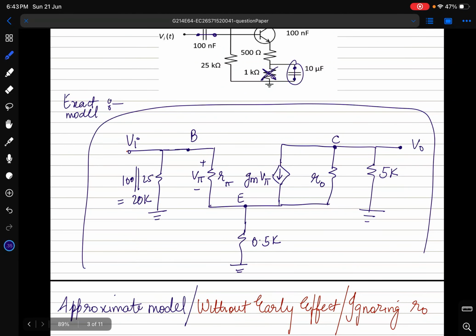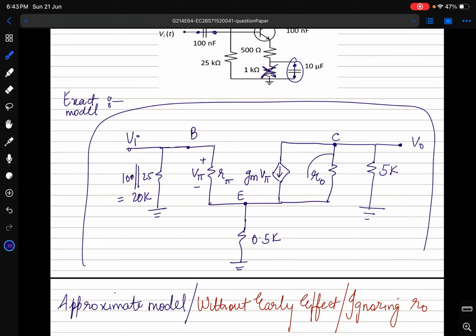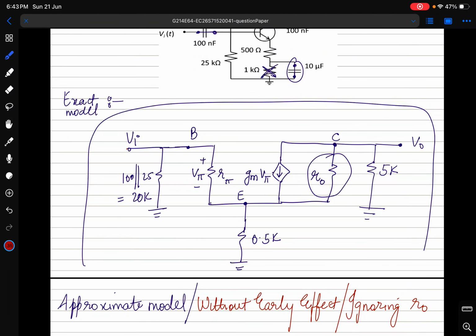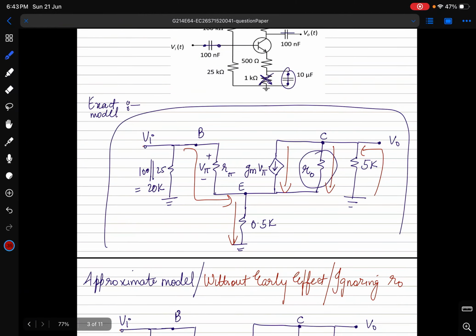As I told, because of the early effect, an extra resistance R0 is getting introduced. And because of this R0, a total of 5 branches are coming into picture. So this is the first branch, this is the second branch, this is the third branch, this is the fourth branch, and this one is the fifth branch. So total 5 branches are coming, which are making our calculations complex.